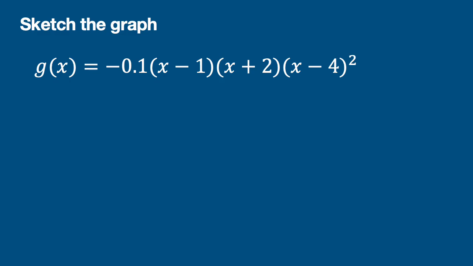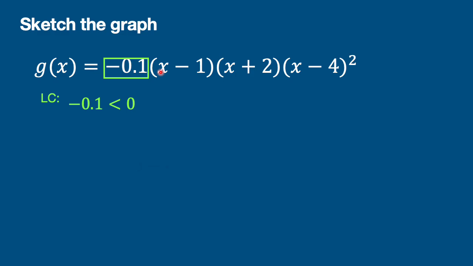Let's sketch the graph of a polynomial. So we're going to use all the information we studied so far: leading term, zeros with multiplicity. Let's just start this one, guys, right here. Let's start with the leading coefficient. What is the leading coefficient? Negative 0.1, which means it is negative.